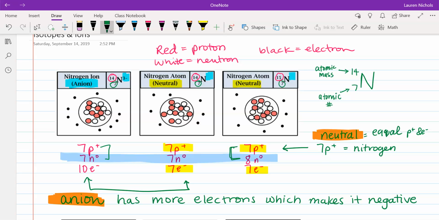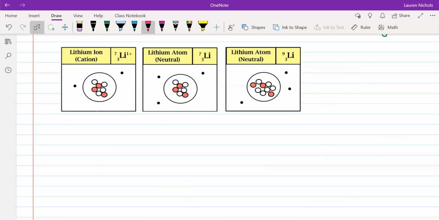Now we're going to take a look at another set. With this set, we're looking instead at lithium. If we count the protons, we have 3 protons, or 3 red circles, in all of them. That is why they are all lithium, because lithium is number 3 on the periodic table. In the first one, we have 4 neutrons. And here we have 1, 2, 3, 4, 5, 6 neutrons. Because they all have a different number, that accounts for why this one at the end has a higher atomic mass of 9, because 3 plus 6 is 9.